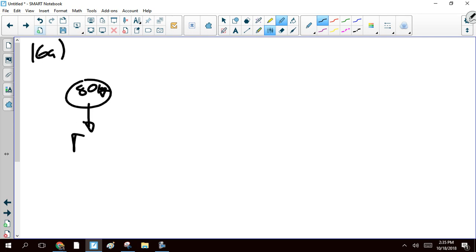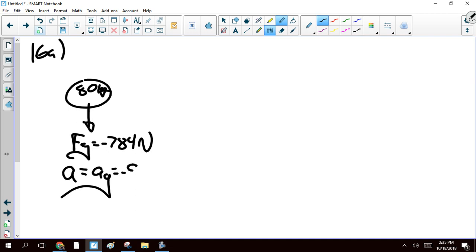Gravity's pulling him down with a force of negative 784 newtons. Since there's no air resistance, his acceleration is going to be the acceleration of gravity, negative 9.8 meters per second squared. Everybody good with that? Since gravity's pulling him down, he's going to speed up. He's going to go down faster and faster and faster.